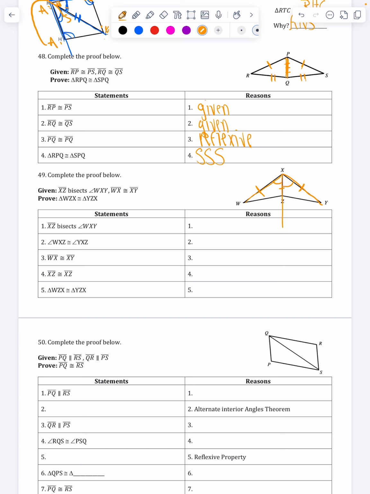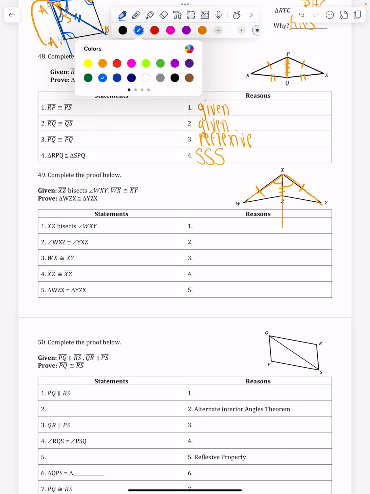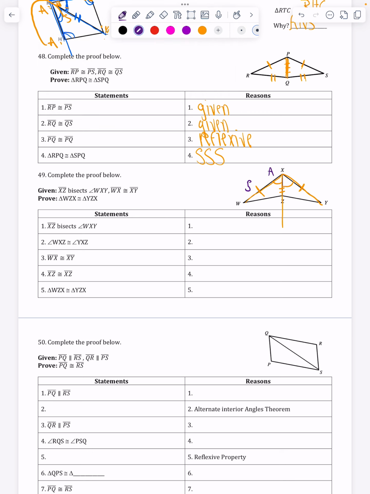And then hopefully you've been following along and see the shared side. So when I follow this around, I'm going to go ahead and mark that that's a side. Here's an angle, and then here's another side. And I follow it around and see that the triangles are going to be congruent by side, angle, side.